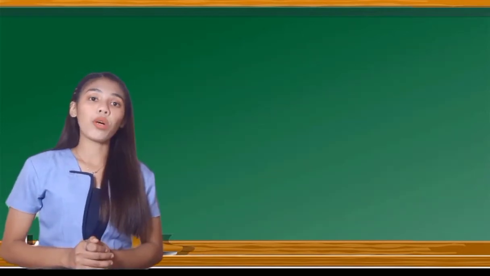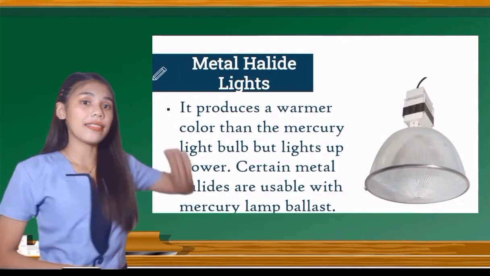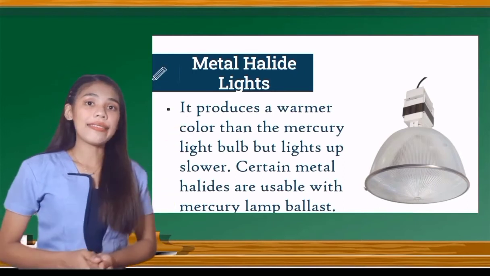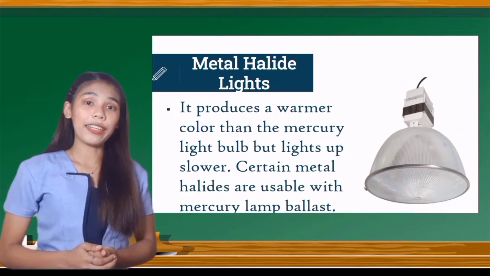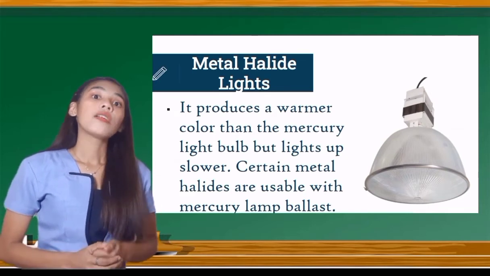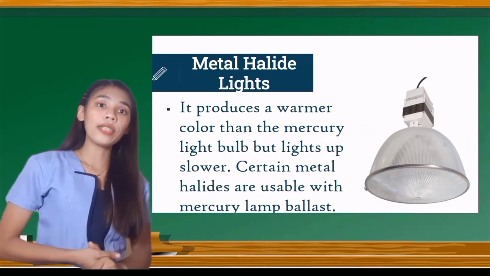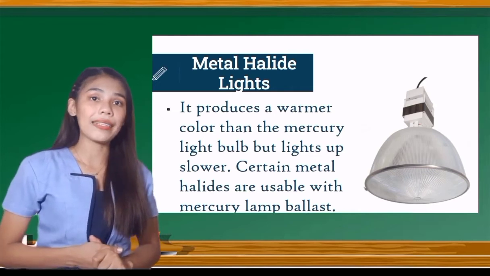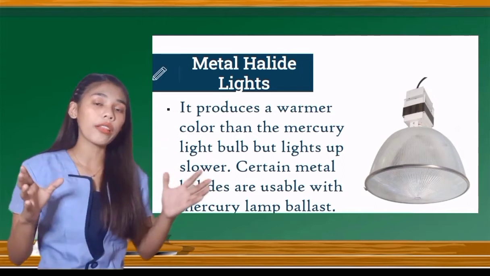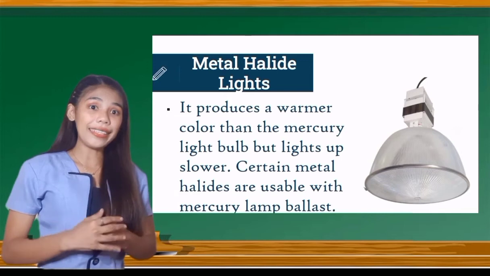The fourth one is what we call the metal halide lights. This is what it looks like. Metal halide lights produce a warmer color than the mercury light bulb, but they light up slower. Certain metal halides are unusable with mercury lamp ballast. We usually see metal halide lights on covered courts or at events, right?